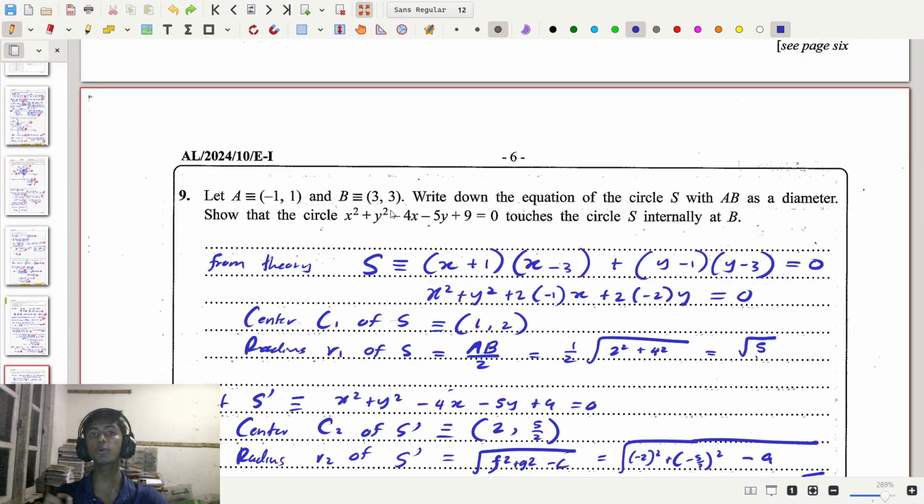What we do need to prove, however, is that the point (3, 3), which is B, is on the circle S dash. We need to show that it's on this circle. If we can do that, then we can say, since B is common to both circles S and S dash, and both of them touch internally at a single point, that single point must be the point B, and therefore both circles touch internally at the point B.